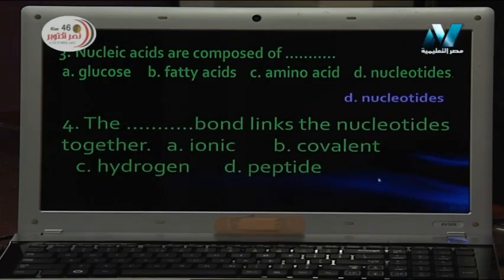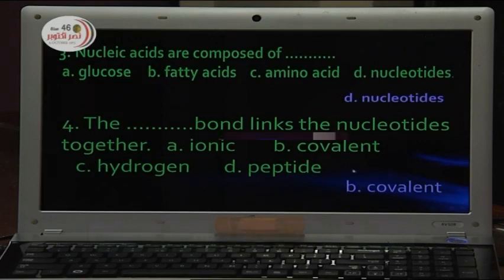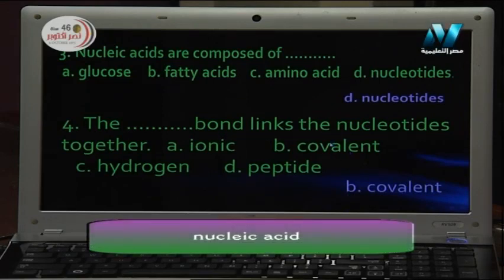Question number 4. The bond linked the nucleotides together. Ionic bond, covalent bond, hydrogen bond, peptide bond. Nucleotide, this is the building unit of nucleic acid. Nucleotide دي connected together by covalent bond to form a nucleic acid. يبقى الكوفالنت بوند هي اللي بتربط نيوكليوتايد مع another nucleotide to form a nucleic acid.